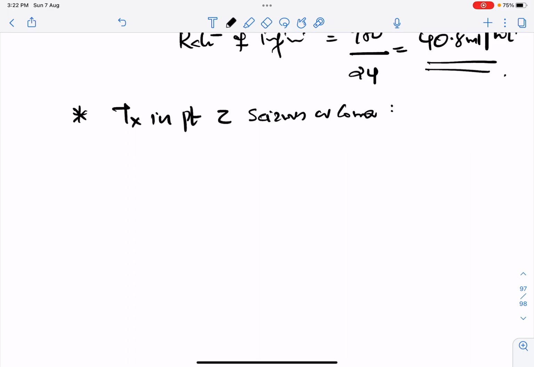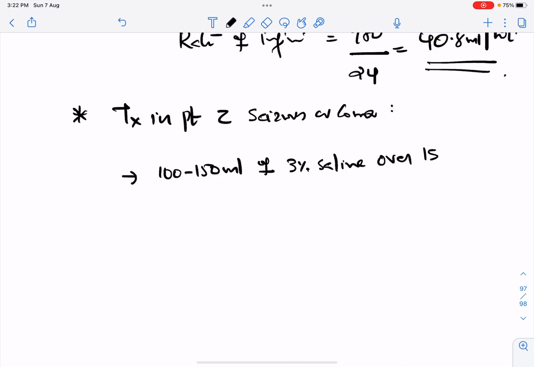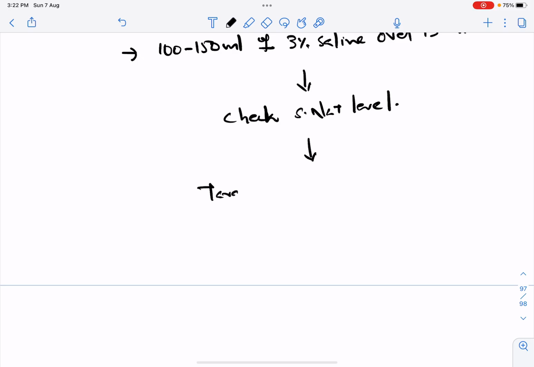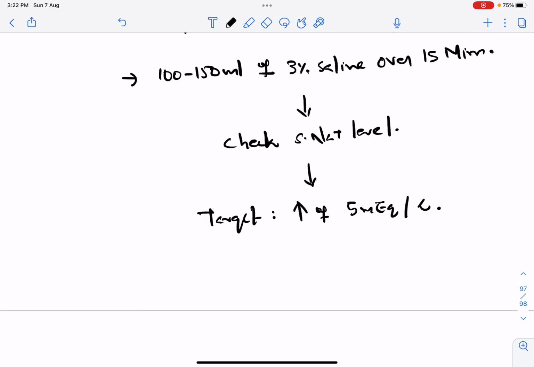Okay, because of hyponatremia, the first step is you can give 100 to 150 ml of 3% saline over 15 minutes. After that you have to check the serum sodium level, and you can target an increase of 5 milliequivalents per liter. If the serum sodium level has not increased by 5 milliequivalents per liter with 100 to 150 ml of 3% saline, you can give a repeat dose.